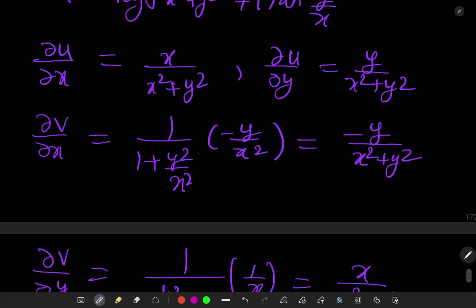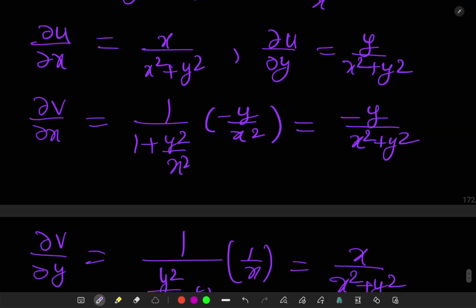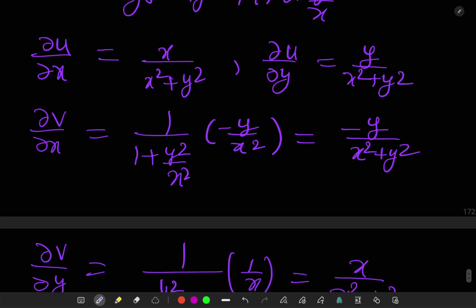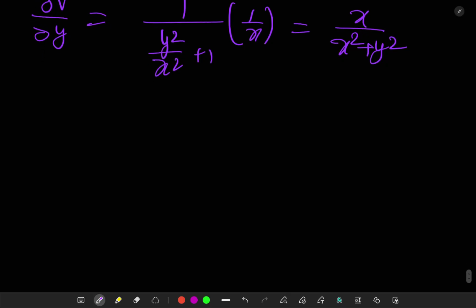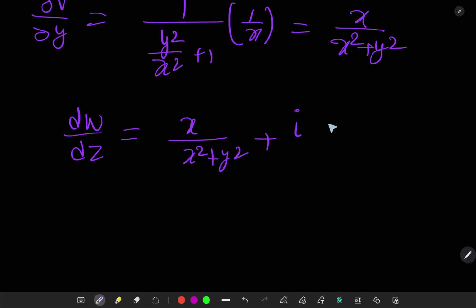Now here you clearly see that del u over del x is equal to del v over del y, and del v over del x is equal to minus del u over del y. So we can write here dw over dz is equal to del u over del x plus iota del v over del x. So we can write here del u over del x value, which is equal to x divided by x square plus y square, plus iota del v over del x is equal to minus y divided by x square plus y square.